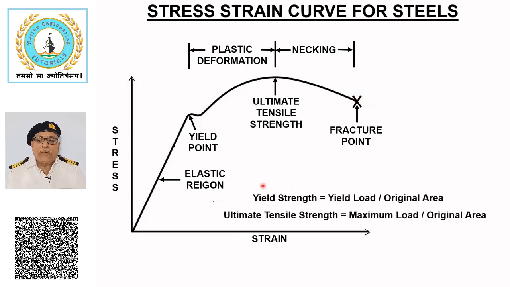Yield strength and ultimate tensile strength are obtained by using the formula. Yield strength is equal to yield load divided by original area, and ultimate tensile strength is the maximum load divided by original area.